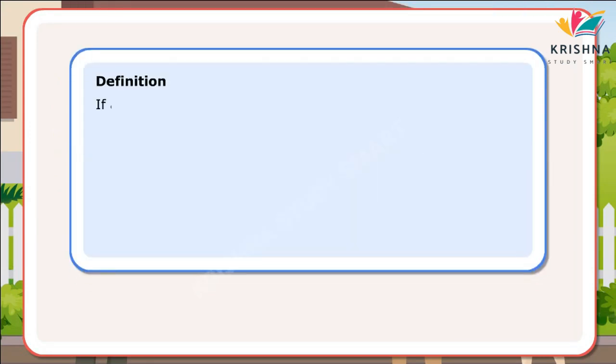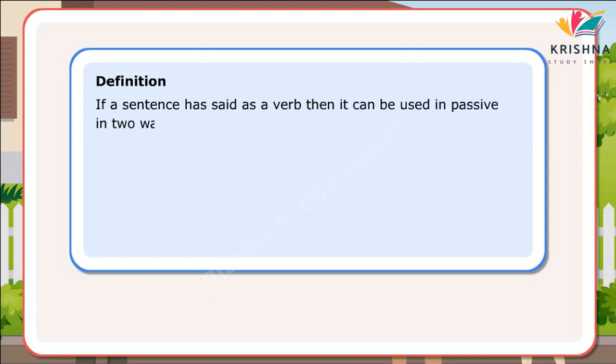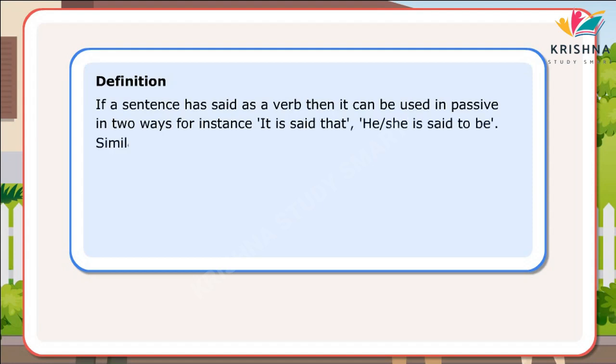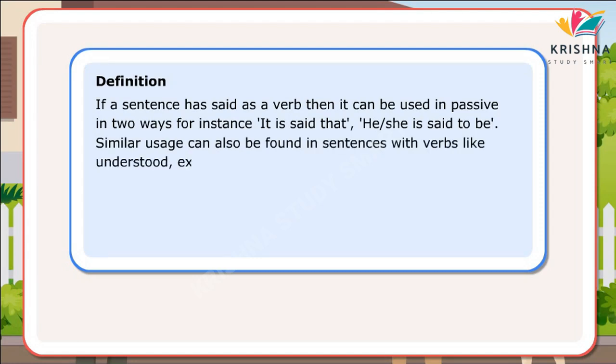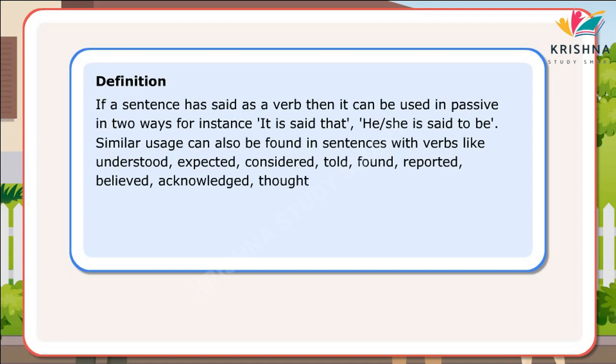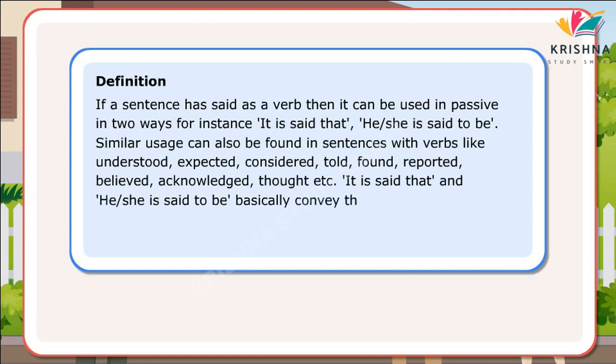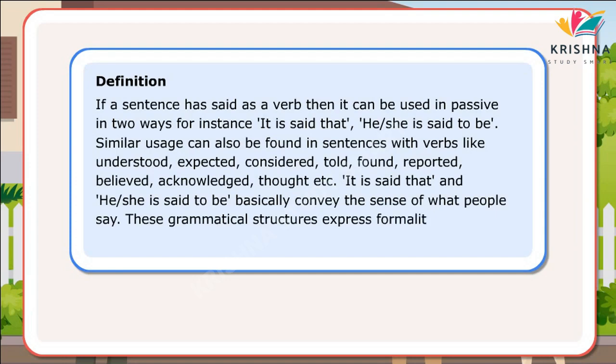Definition: if a sentence has said as a verb, then it can be used in passive in two ways. For instance, it is said that he or she is said to be. Similar usage can also be found in sentences with verbs like understood, expected, considered, told, found, reported, believed, acknowledged, thought, etc. It is said that and he or she is said to be basically convey the sense of what people say. These grammatical structures express formality and are generally used for news reporting.